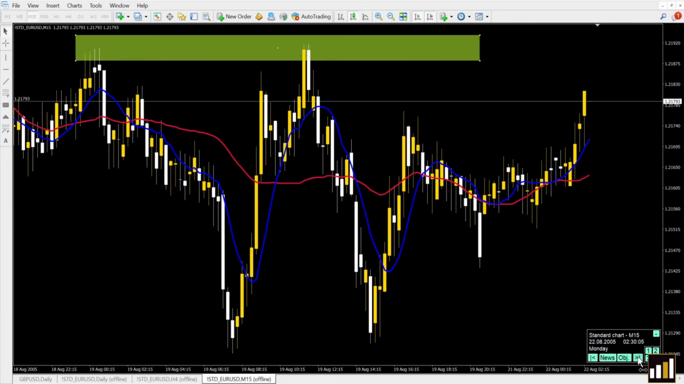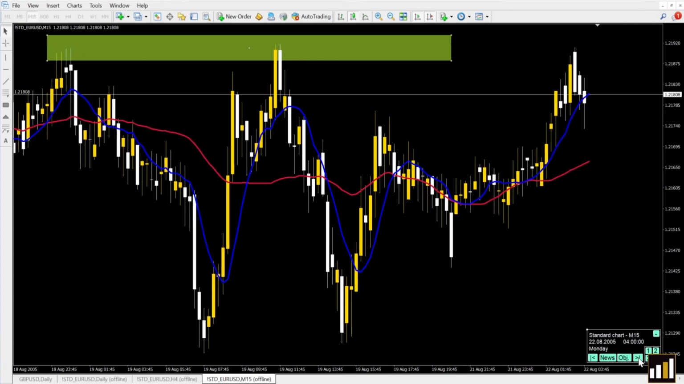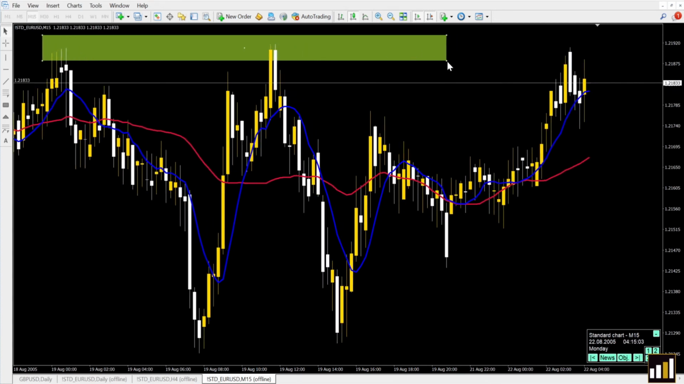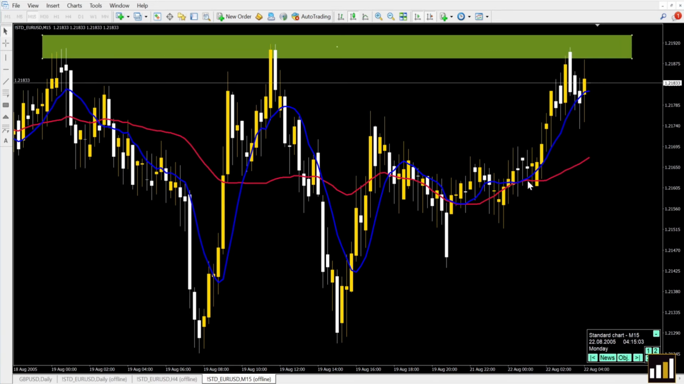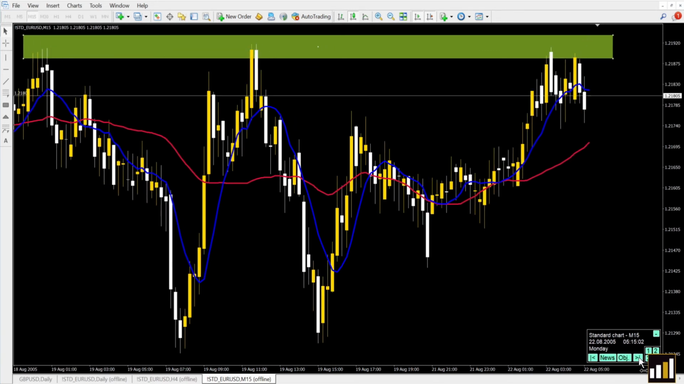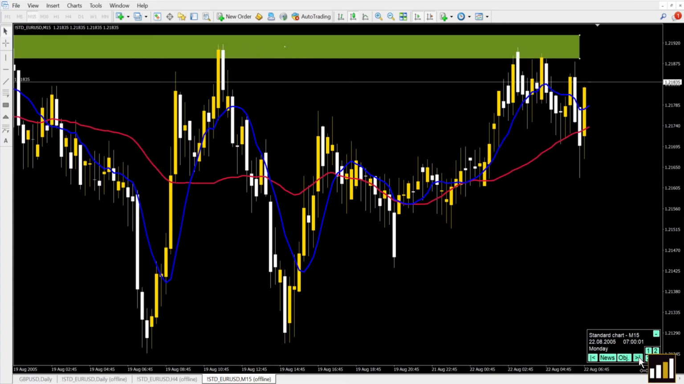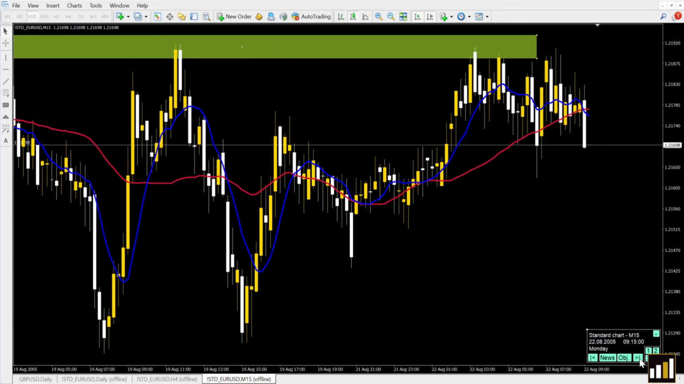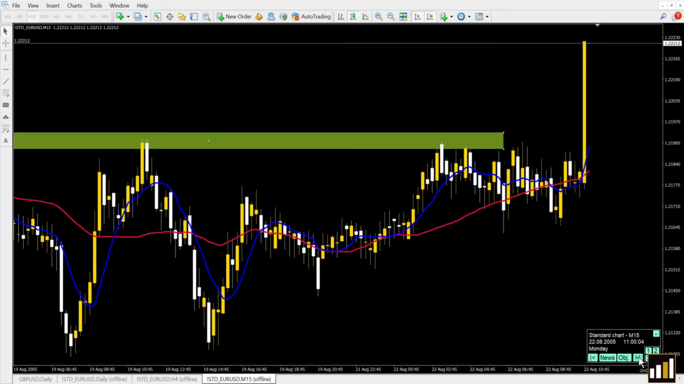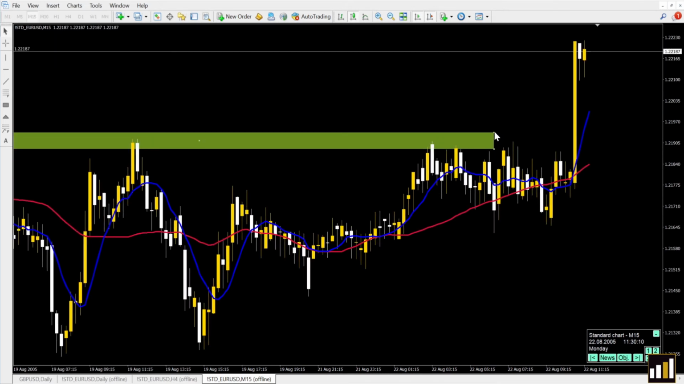We have again a crossover to the long side. That's looking good now, but we still need the break of that area. So it's a crossover plus the break of that area. So if it breaks now, we would go in. No, it comes down again. There we have a break. So this is the area. So your entries are here.